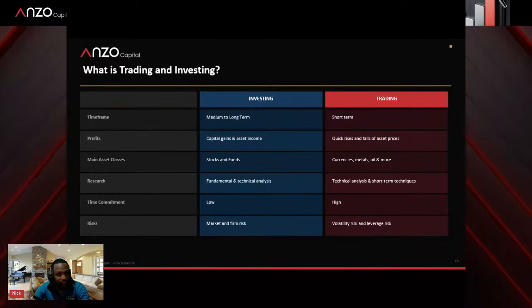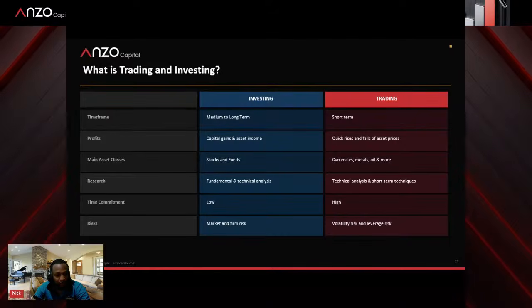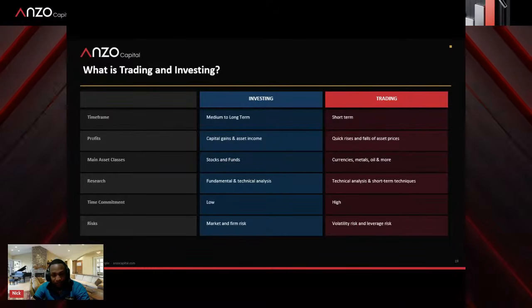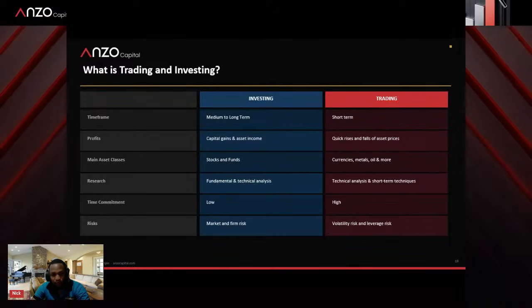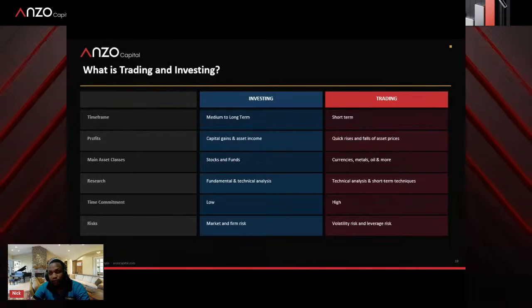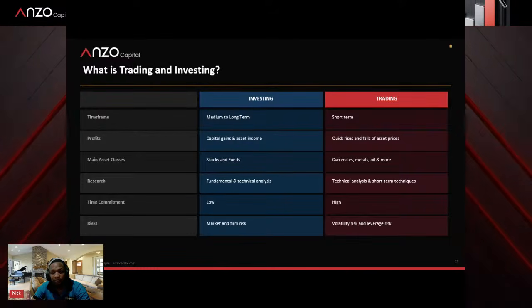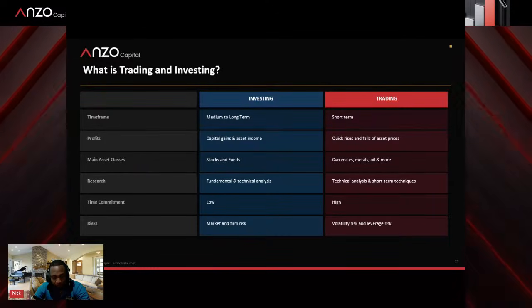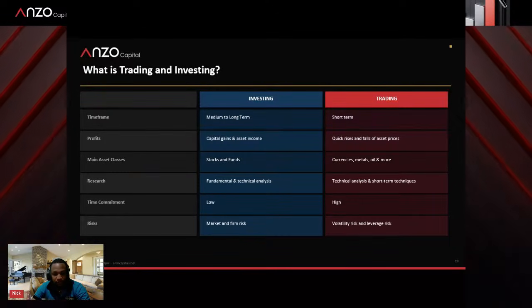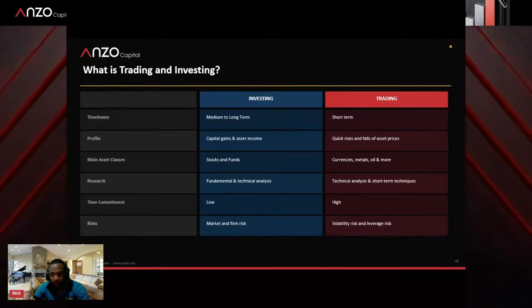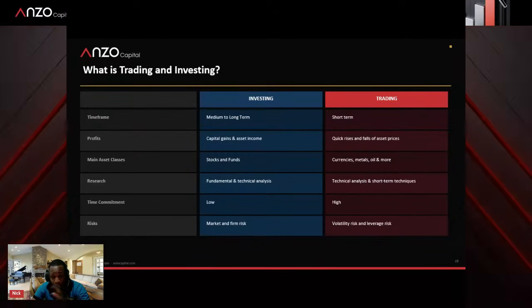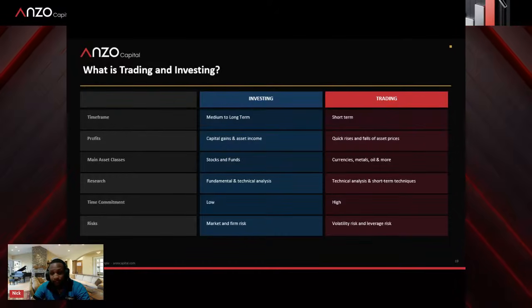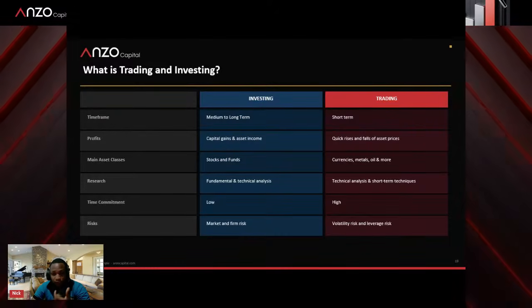And if you look at the difference between trading and investing in terms of risk, market and firm risk is what we expect in investing. So market risk is basically, let's say, for example, you want to invest in stocks such as medical stocks, all right? If you want to invest in medical stocks, you have to look at the whole medical market. How is it behaving? What's happening in the medical field? What's happening in that medical market field, all right? The firm risk is the individual firm that you want to buy the stocks from.